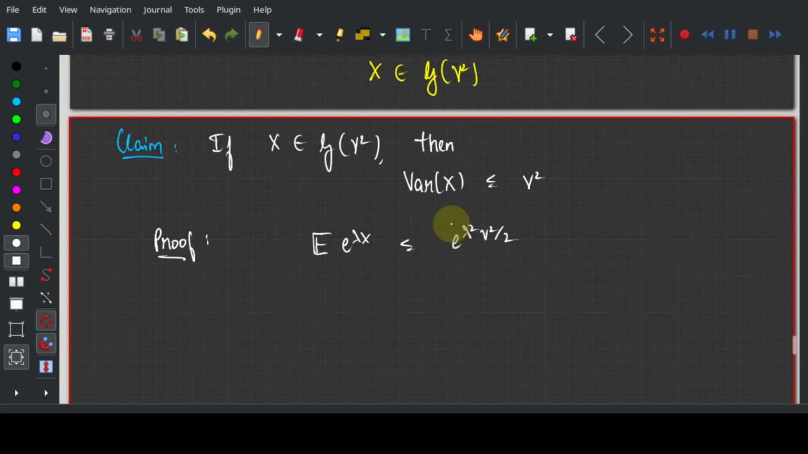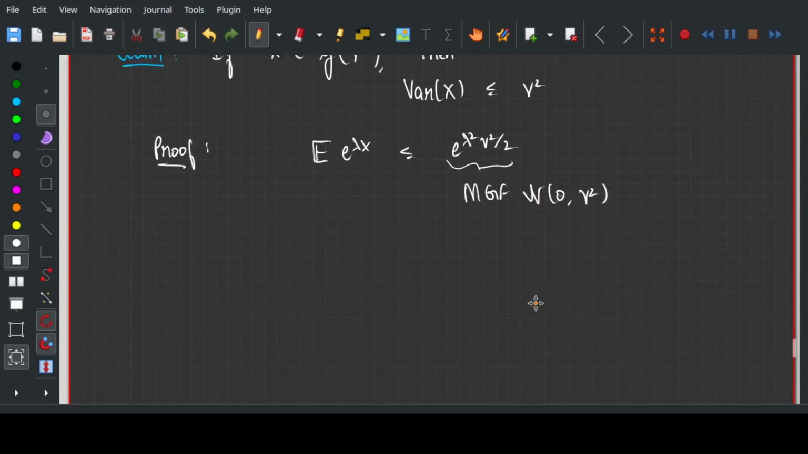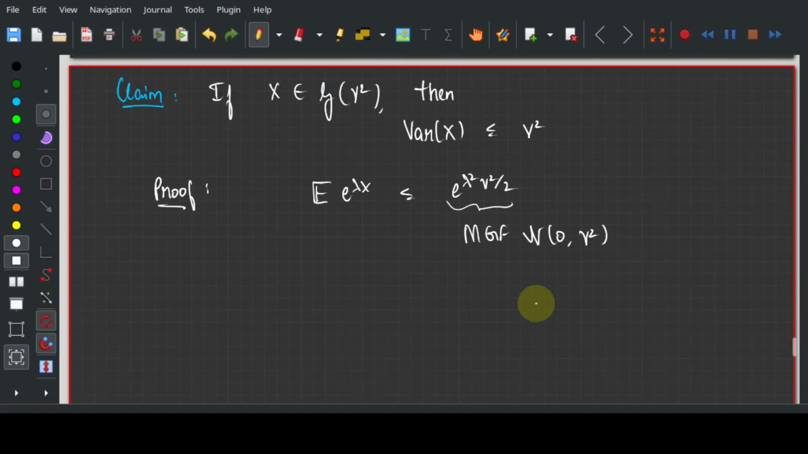So we know that this is the moment generating function of a Gaussian with mean 0 and variance v square, right? So how do you get the variance from the moment generating function? You can take the second derivative, right? But in fact, we'll try to do something slightly simpler. Let's just expand this term out. Okay. What would this be equal to?